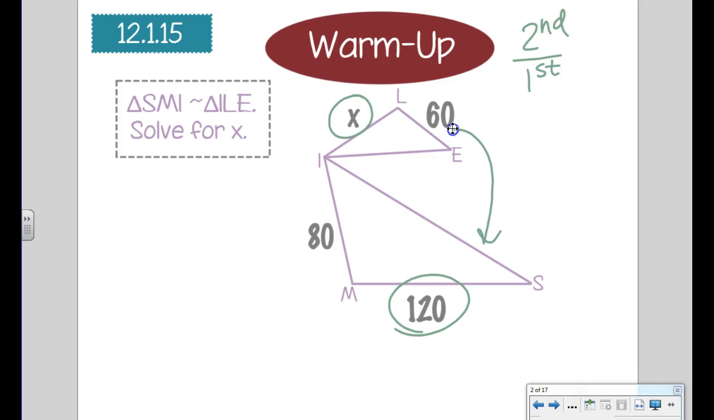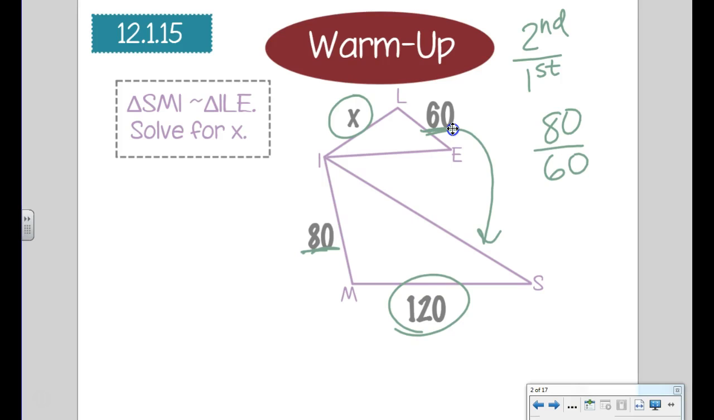What does MI go with? MI is second, third, and LE is second, third. So yeah, do that. So the circles go together and the underlines go together. What is the scale factor? Second over first. Everyone go to your calculator and reduce that.